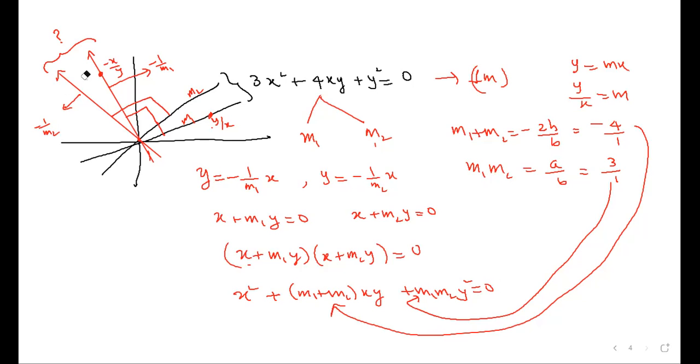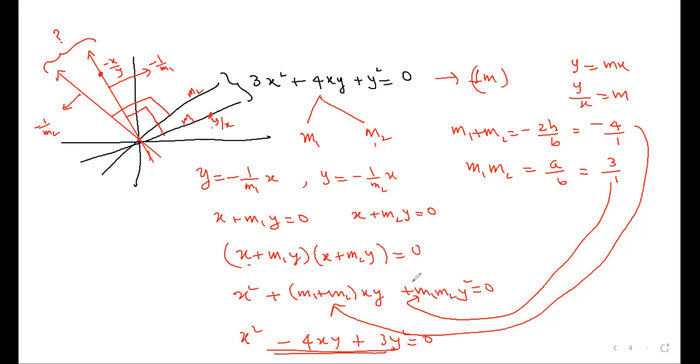Then you start with a fresh line. You are finding the equation of the red line. If the slope of this is m1, the slope of this will be minus 1 by m1, and minus 1 by m2. Then find the separate equations, the combined equation, and expand. After expanding, you can substitute from here. The equation comes directly as the answer: x square minus 4xy plus 3y square equals 0. This is your answer. Replace m1 plus m2, replace m1 into m2, and the answer comes.